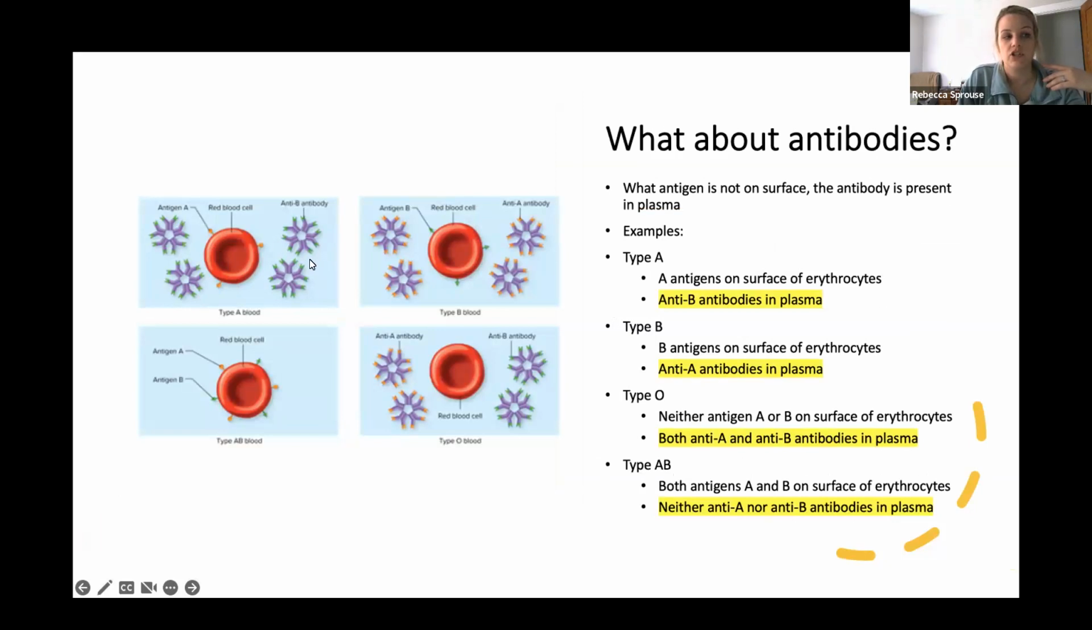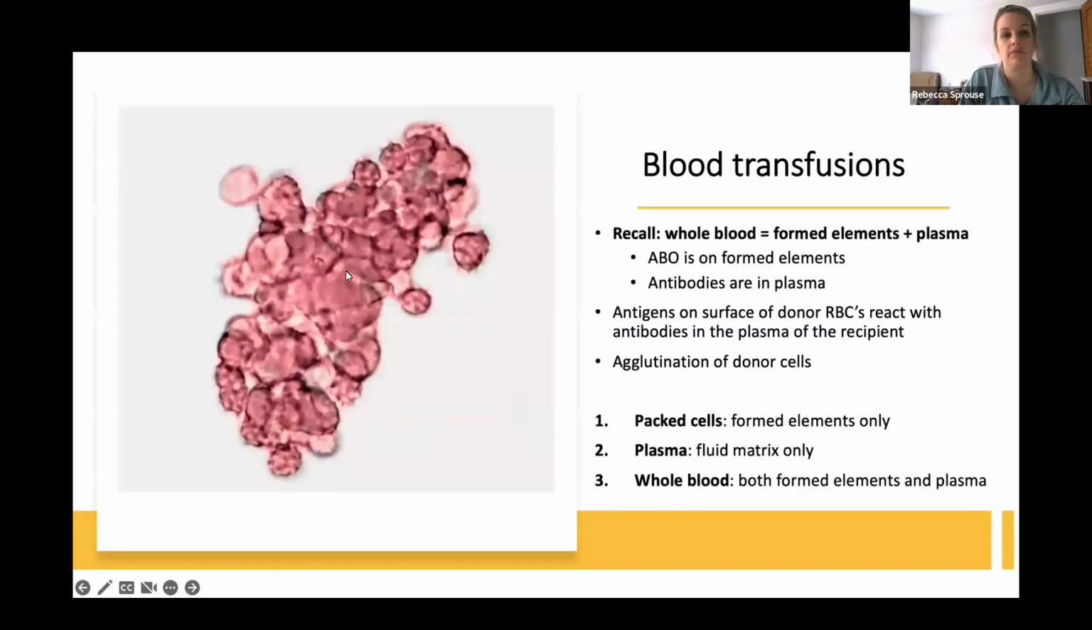So in terms of antigens and antibodies, what are we transferring? We're transferring the antigens because those are on the formed element. And we're transferring the plasma, which has all of those antibodies in it. So we're transfusing all of this whole blood.